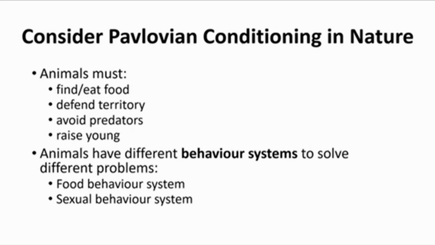But we're going to be using that same basic idea, and we can talk about different kinds of behavior systems, different sets of behaviors that go together to help solve these problems out in the wild. And the ones that we tend to care about are going to be food behavior systems, like the example of a squirrel getting into an acorn, and the sexual behavior system, which, as you can imagine, we're going to apply to our quail. So what do these different kinds of behavior systems have to do with what we just talked about looking at our sexual conditioning in quail?